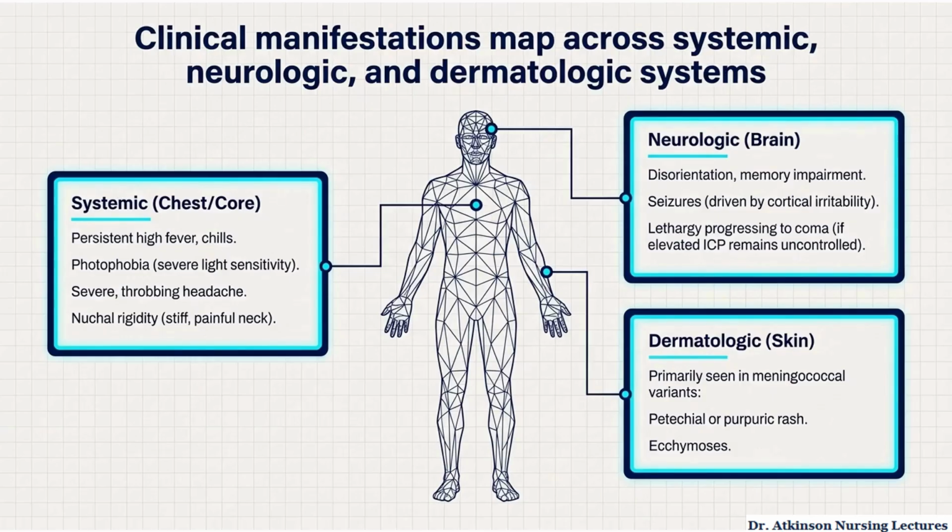The classic meningitis presentation includes high fever, severe headache, photophobia, and nuchal rigidity. As ICP rises, neurologic symptoms worsen and may progress to confusion, lethargy, seizures, and coma. A major NCLEX pearl is recognizing the meningococcal rash. Petechial or purpuric lesions in a febrile patient should immediately raise concern for meningococcal meningitis and possible septic shock.